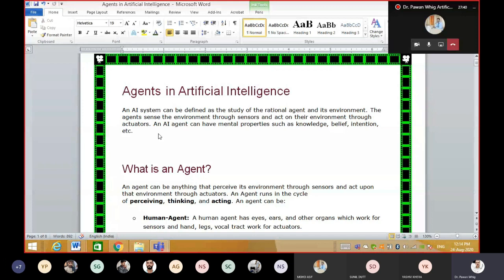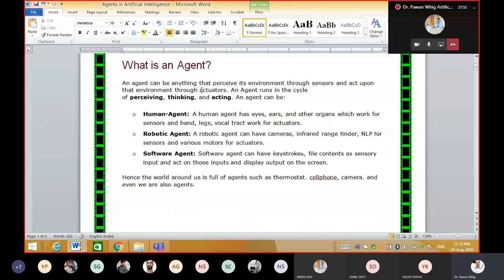The actuators are ready to take an action. So an AI agent can have mental properties such as knowledge, belief, intention, etc. So let us start. What is an agent? An agent can be anything that perceives its environment through sensors and acts upon that environment through actuators, that I already told you. An agent runs in a cycle of perceiving, thinking and acting.